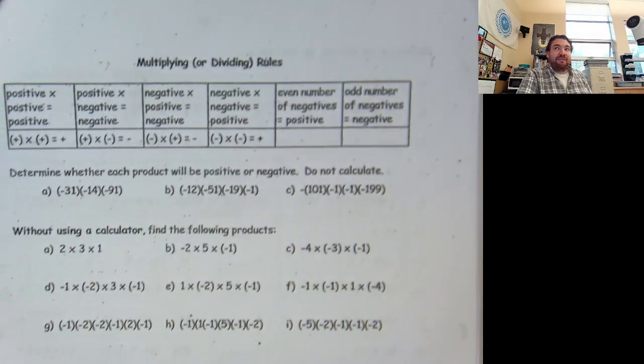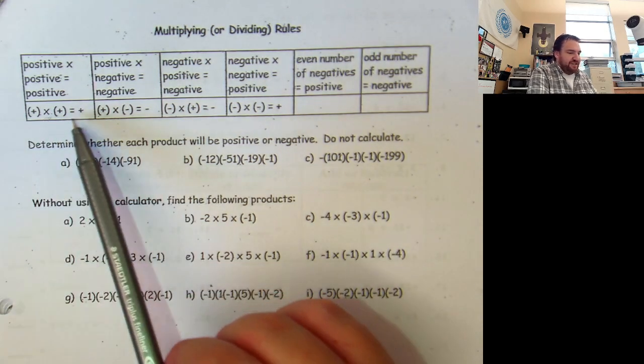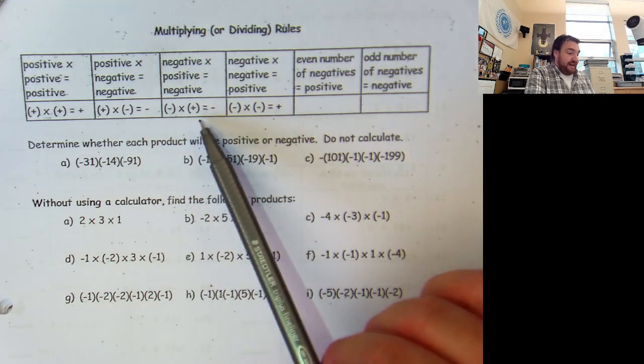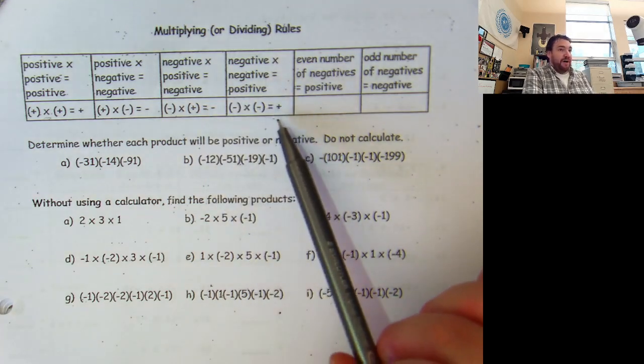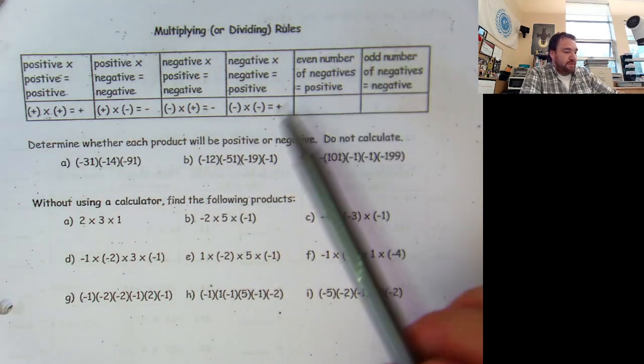Before you do that, I got one more page for you here. Multiplying, dividing rules, we already talked about them. If I have a positive times a positive, that's positive. If I have a positive times a negative, that's a negative. If I've got a negative times a positive, that's a negative. And a negative times a negative is positive for the reasons Pac-Man tried to share with us.